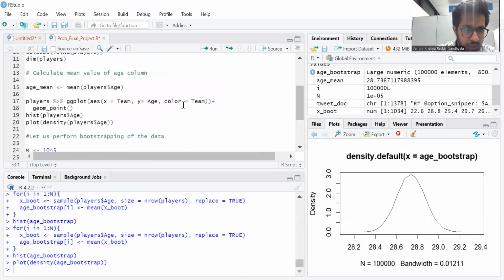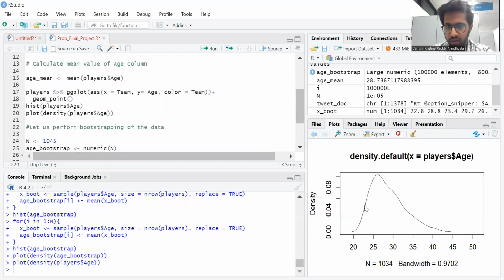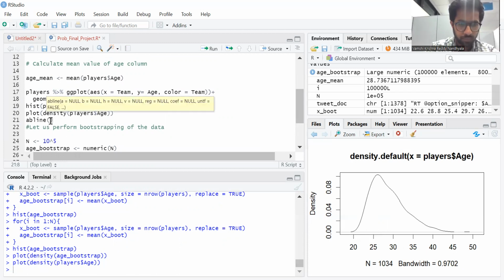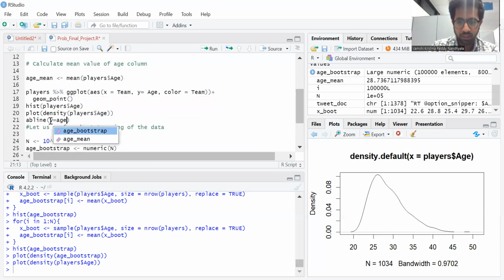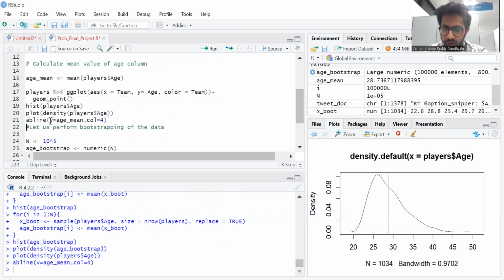Where is our original histogram? Yeah, the plot of density. So this is our original density plot. Let me add abline(v = age_mean, color = 4). Here, if you could see, the mean is not really centered on the plot. It is somewhere here on the plot.